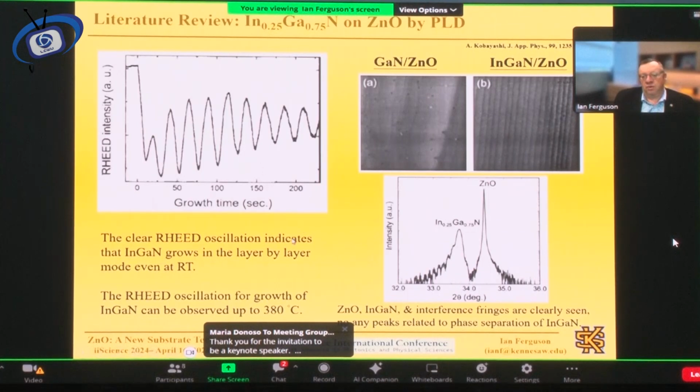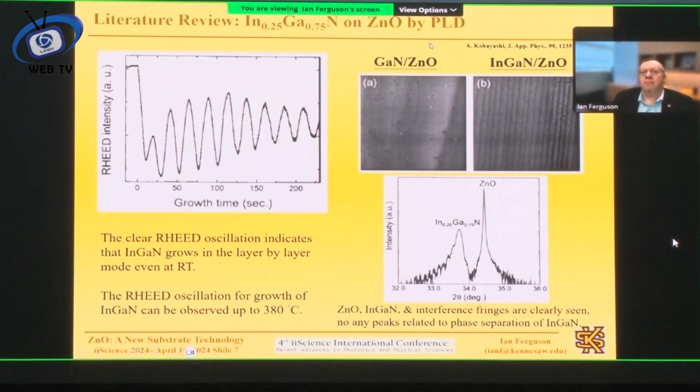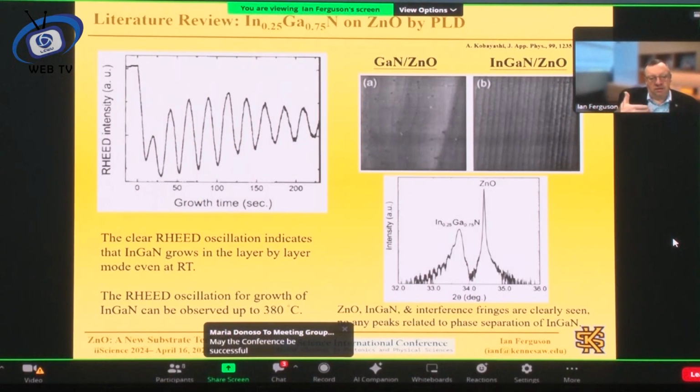This layer here was grown using, I think again, MBE. I can't see the top of my slides here, where people were actually growing with the gallium nitride and with the indium gallium nitride on top of the layer. And this is actually by pulsed layer deposition. So this is a slightly different technique to others.